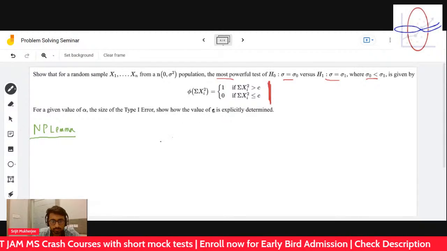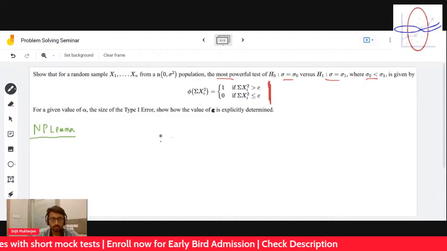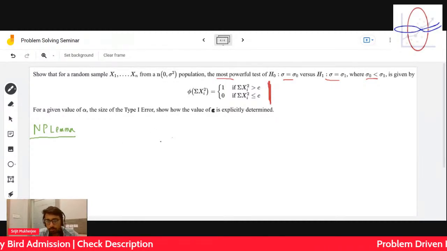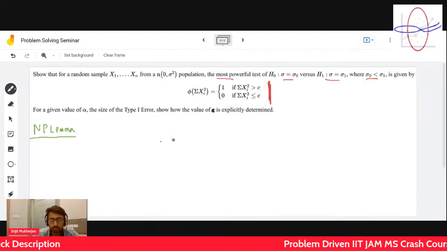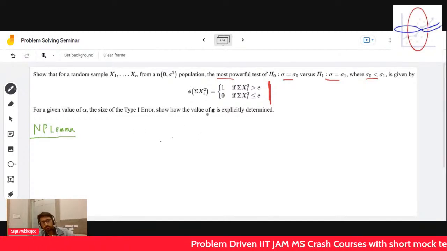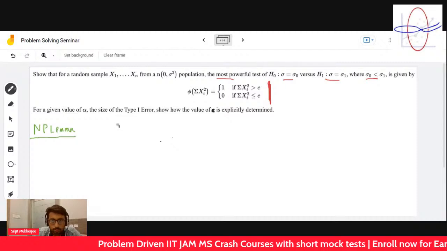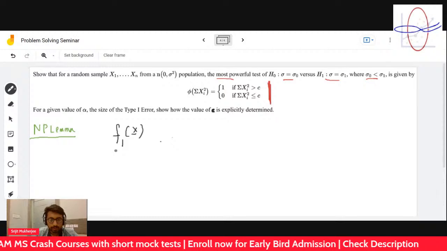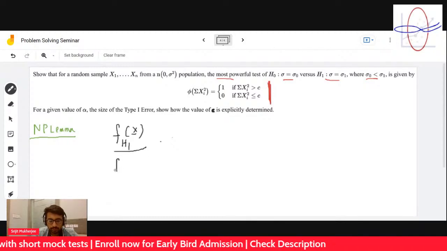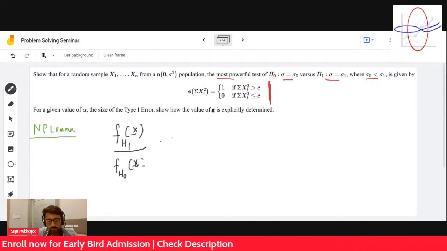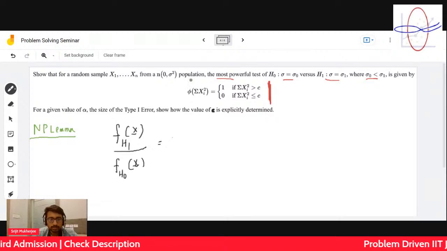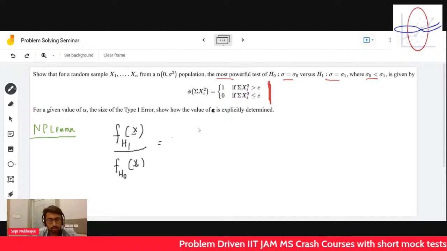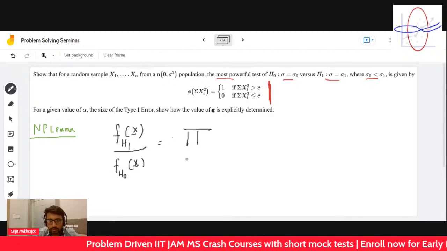This will be C. Okay, it's very easy. So by the NP lemma, I hope you have learned the NP lemma, right? So by the NP lemma, what do you get? You get the following: you find the joint distribution, the likelihood under h1, and you find the joint distribution of the likelihood under h0. It will be sigma equal to sigma 1 here, so it's normal, right? So here you get the product, so you can write it as a product together.